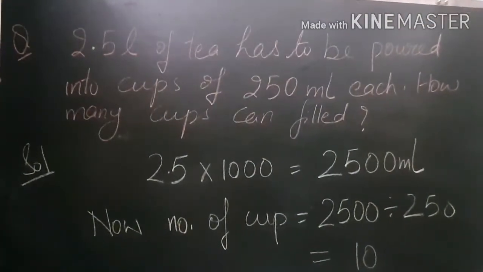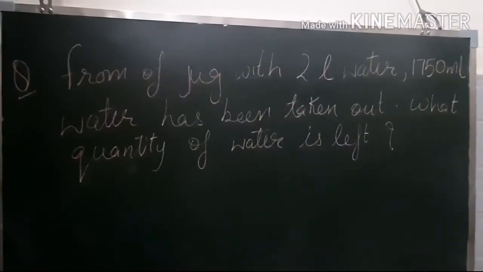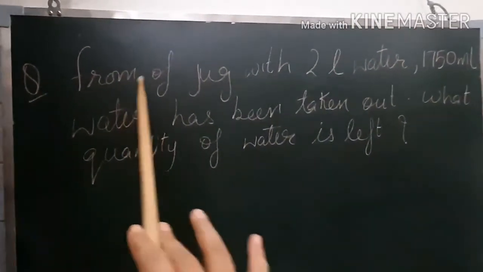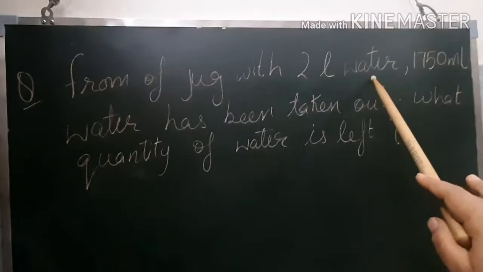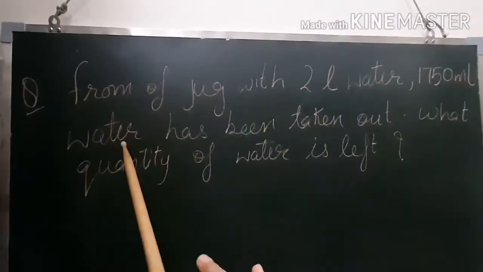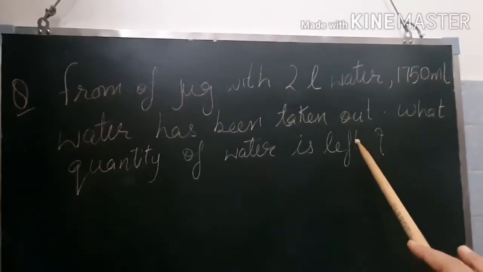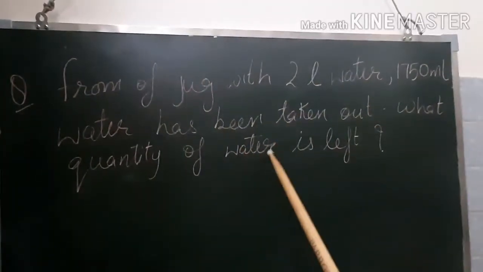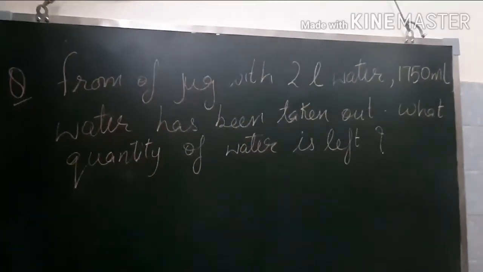Let us do some more. Let us solve one more question. From a jug with 2 liter water, 1750 ml of water has been taken out. What quantity of water is left in the jug?